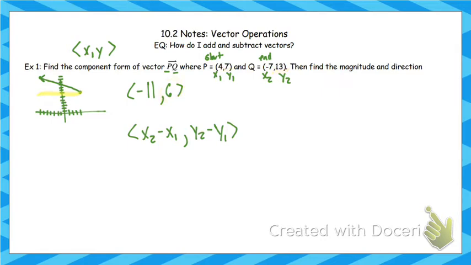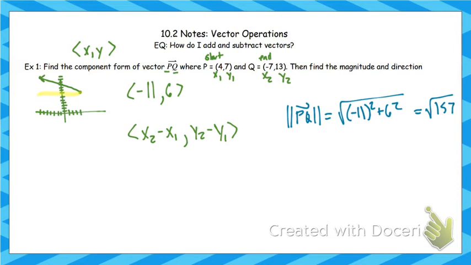All right, so now let's go ahead and do our magnitude and direction. So now that we know component form, this is really just review from last class. The magnitude here would be the square root of negative 11 squared, remember in parentheses, plus 6 squared. Plug that into a calculator if you need to. We would get the square root of 157, which should not simplify, just square root of 157.